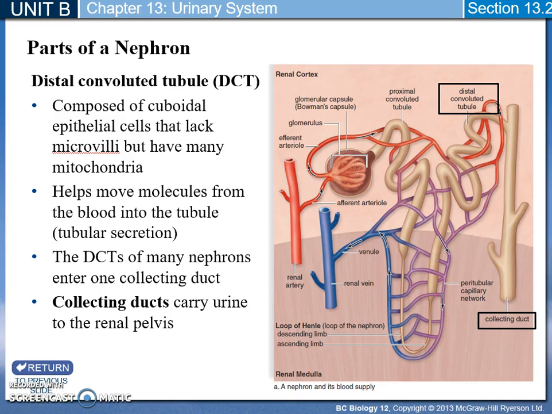The distal convoluted tubule is composed of cuboidal epithelial cells that lack microvilli, but they have many mitochondria. So that tells you that the purpose for this area is active reabsorption. It helps move molecules from the blood into the tubule. The distal convoluted tubules of many nephrons enter one collecting duct, and the collecting ducts then carry urine to the renal pelvis.